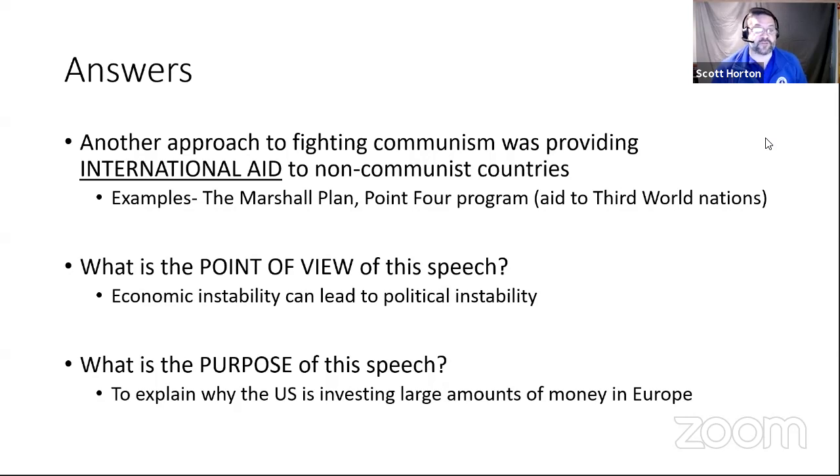So the point of view of the speech, one of the things he mentions here is that economic instability can lead to political instability. So he is making a connection here between the idea of maintaining peace and maintaining economic stability for people in Europe. Purpose of the speech is, one purpose, of course, is to explain why the U.S. is investing large amounts of money into Europe, why it's important that the United States does that, what ultimately they hope to accomplish with putting a lot of money into Europe, which is maintaining peace in that region of the world and really throughout the planet as a result of Cold War tensions here.